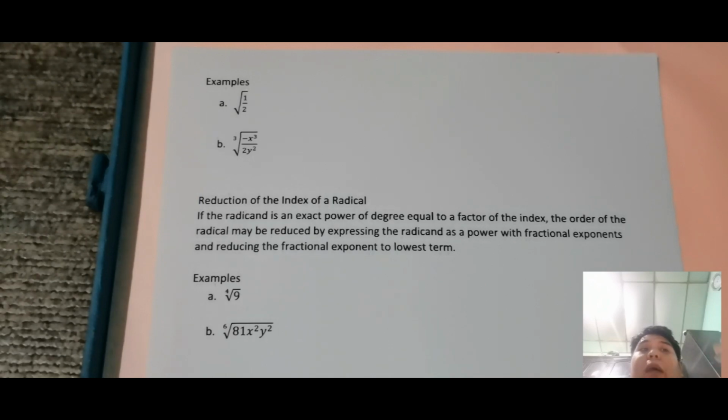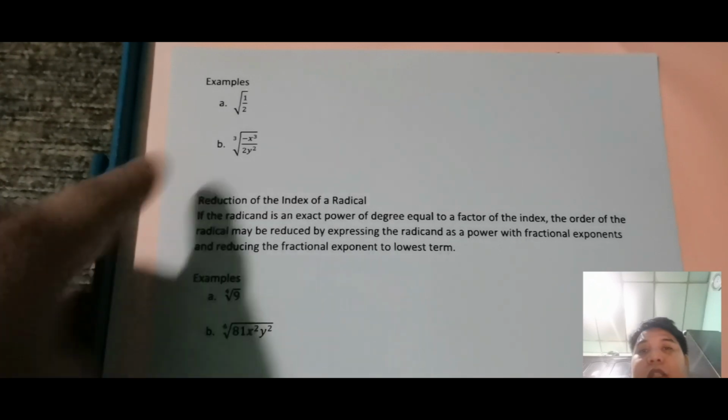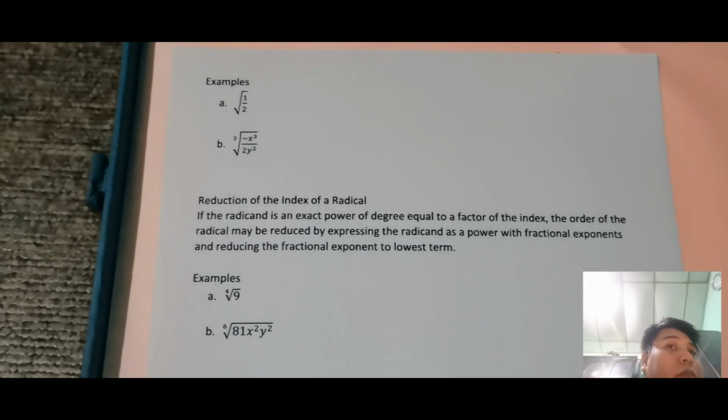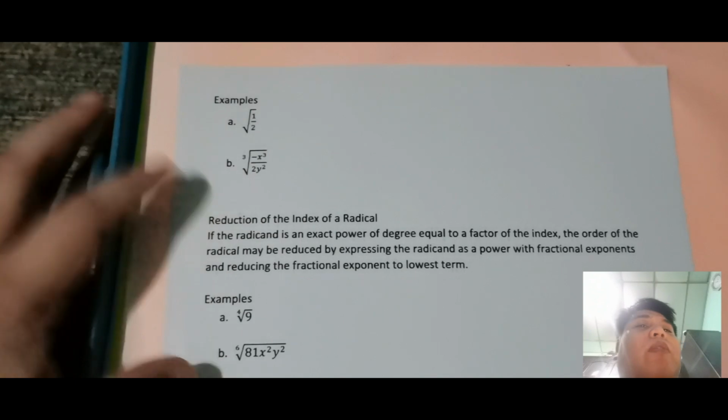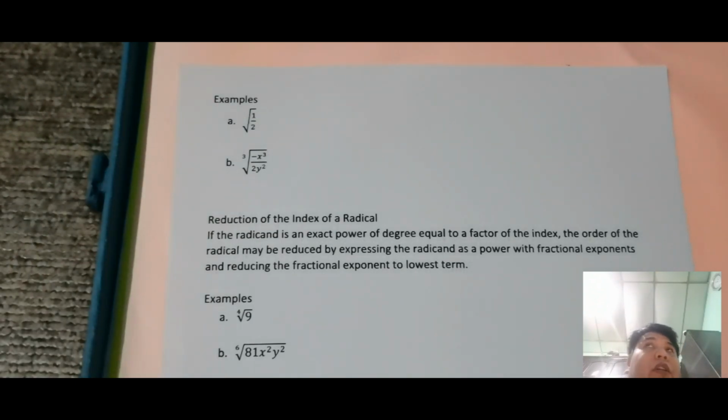So, ang goal ko, dapat yung denominator sa A, dapat maging perfect square. Yung denominator naman nung B, dapat maging perfect cube. So, ito yung gagawin natin. For example, number 1, letter A, square root of 1/2. Ang index is 2, ang denominator is 2. So, si 2, saan siya malapit?